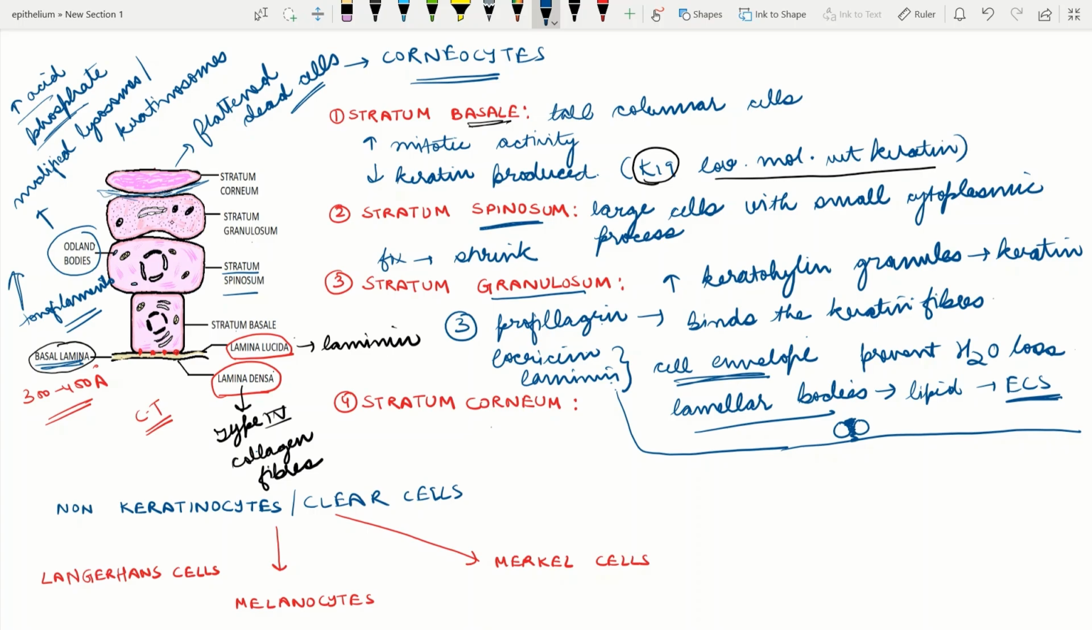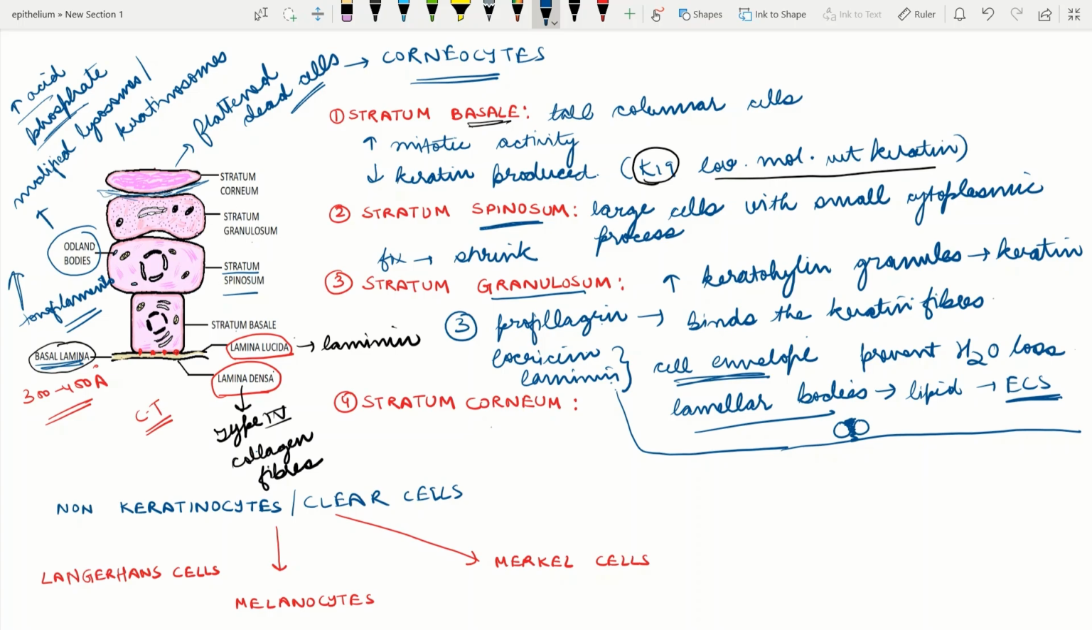So these fibers that you are seeing here, these are the tonofilaments. They are made up of keratin, and the function of this is to provide strength. They also provide strength and support to the gingiva against the various mechanical stresses. So they also provide support.